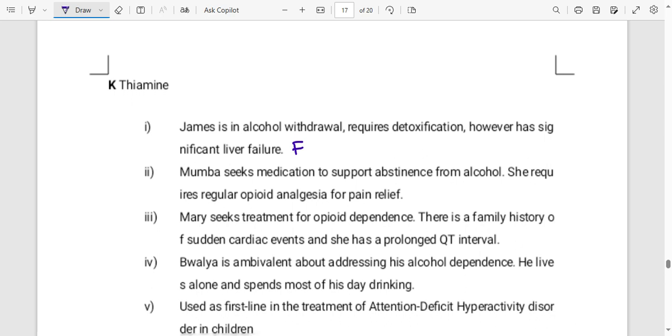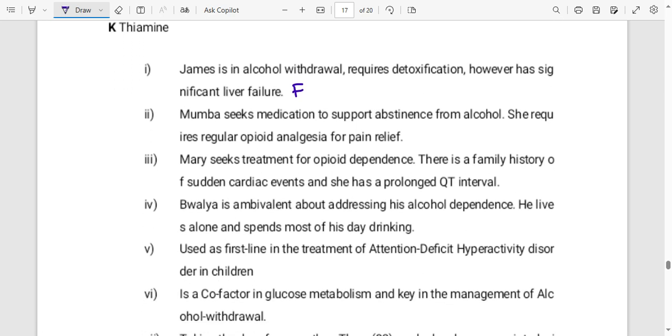Mumba seeks medication to support abstinence from alcohol. She requires regular opioid analgesia for pain relief.